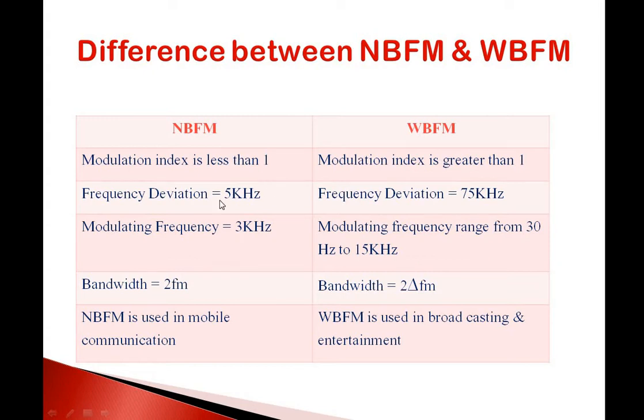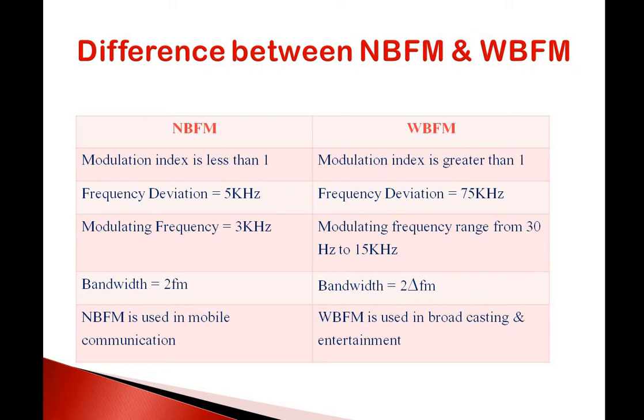And the frequency deviation is 5 kilohertz. This is very important. For narrow band frequency modulation, the frequency deviation delta F is equal to 5 kilohertz, whereas for wide band frequency modulation, delta F is equal to 75 kilohertz, because you use this for broadcasting, where video and audio are all used at a time. Wide band modulation is mainly used for entertainment purposes. That's the reason the frequency deviation here is more, so it is 75 kilohertz.